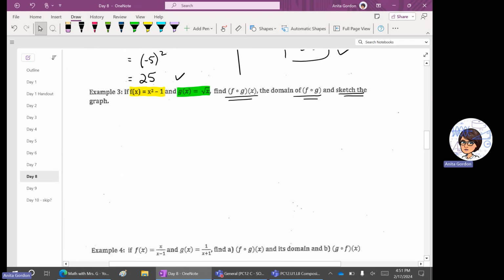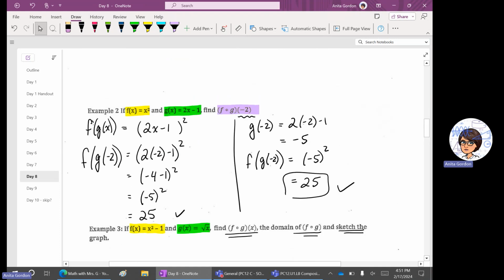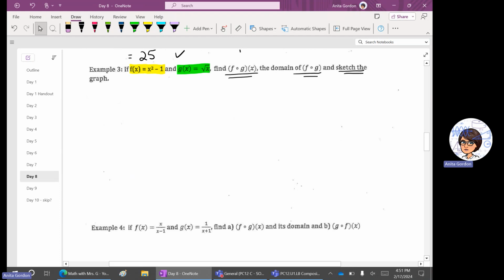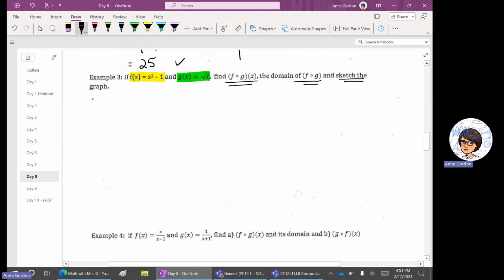So we're not given a number here. In example 2, we were given a number that we could evaluate for an answer. So in example 3, we're just simplifying the function. So let's start with f. And we're going to say, okay, this is something all squared minus 1. So f of g is putting the square root in here.